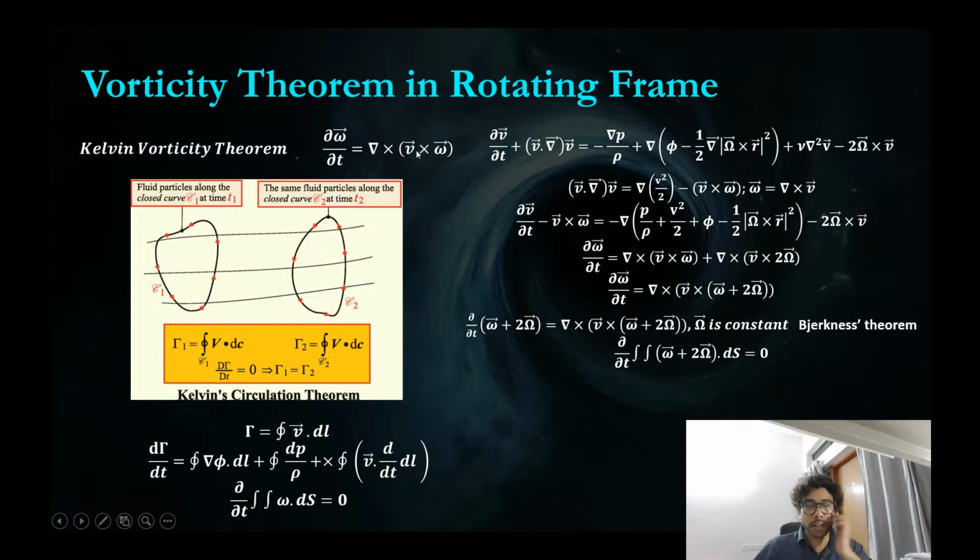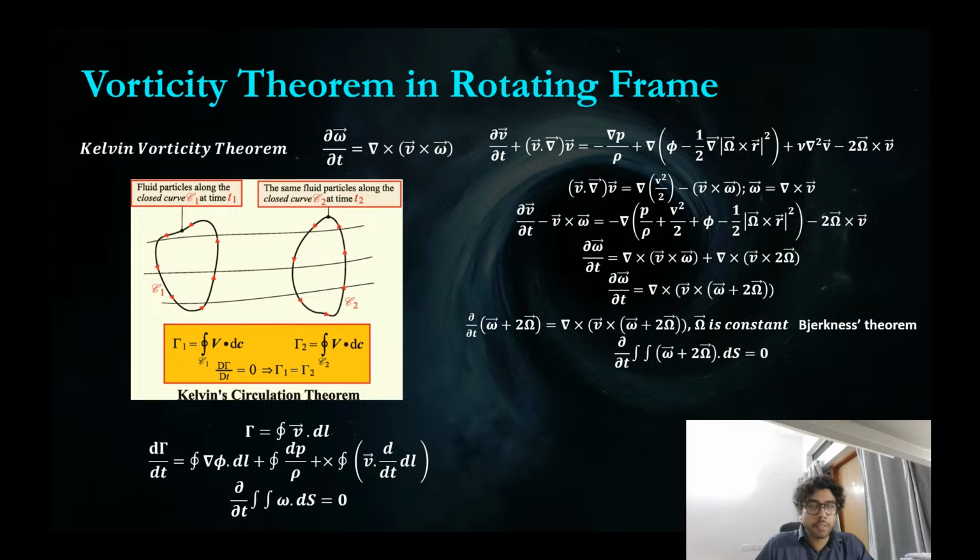curl of v cross omega, and this v dot del v is how we decompose v dot del v into this way. So this is an identity where v dot del v is gradient of v square by 2 minus v cross omega. So curl of gradient will vanish, and therefore curl of v cross omega will survive, and this is what the equation will become. This is called the vorticity equation, which says how the vorticity changes in time in the system.